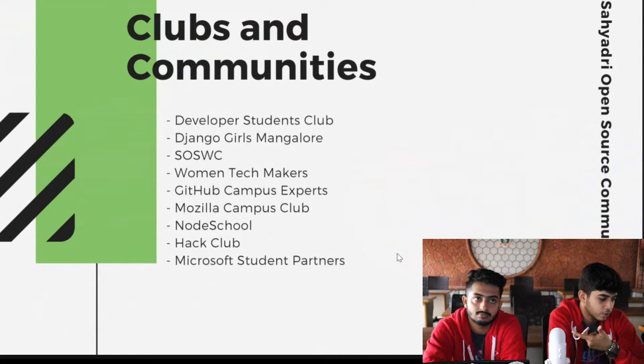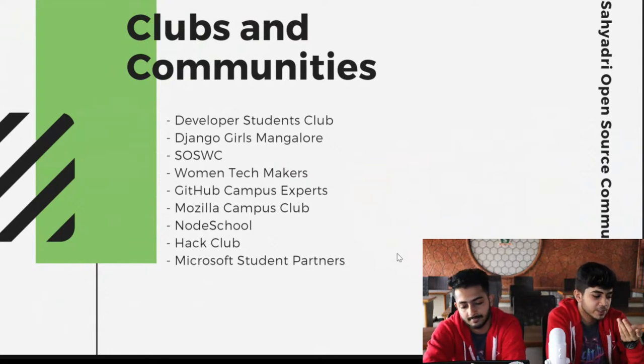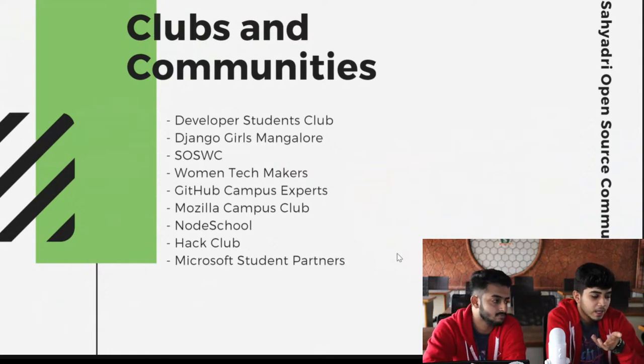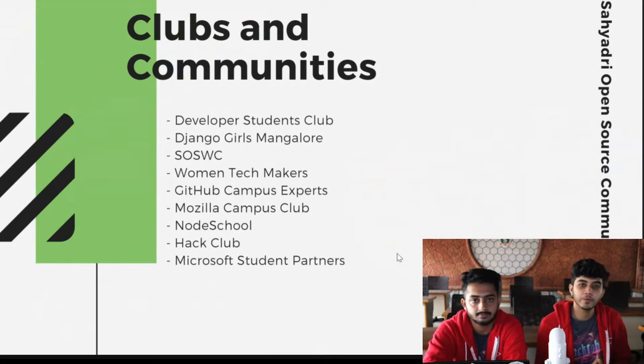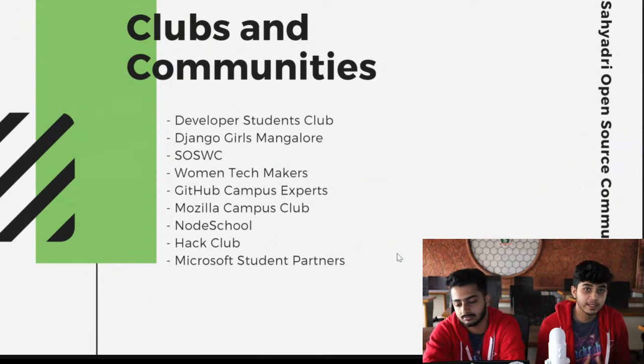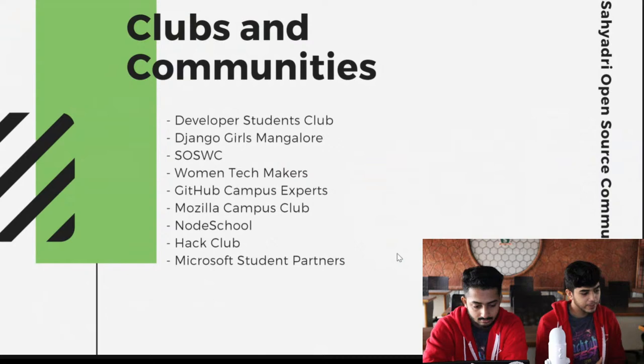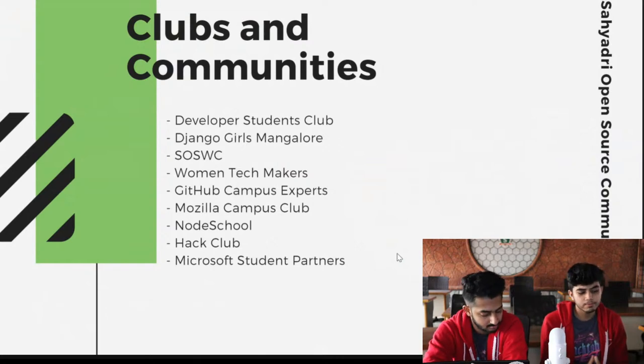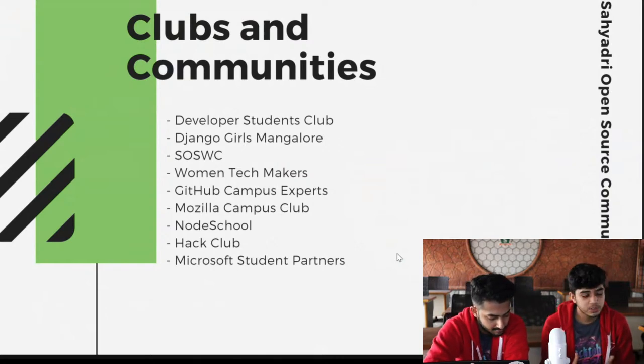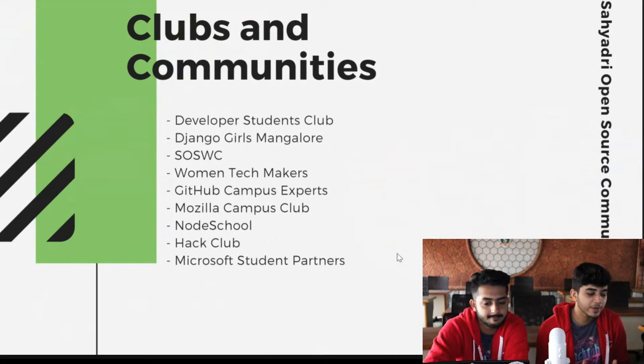Then we have Django Girls. We have SOSWC, which is Saudi Open Source Women's Community. We exclusively started this for women so that we promote women in technical aspects. And then we have Women Techmakers, which is similar to DSC, but it is also started by Google, just like DSC. And then we have GitHub Campus Experts.